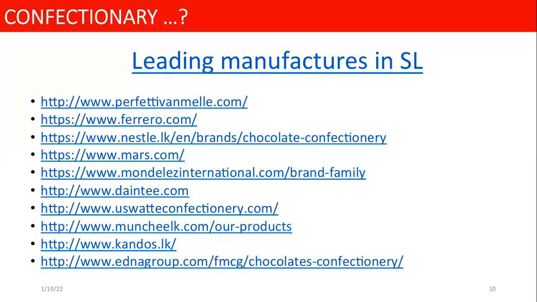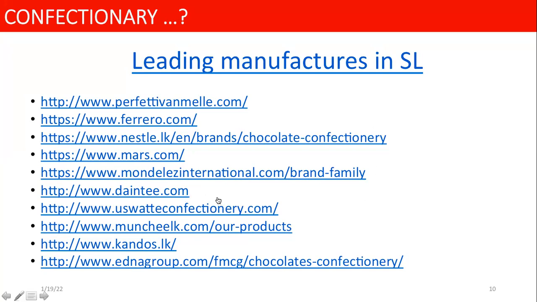Leading confectionery manufacturers include Perfetti Van Melle, Ferrero, Nestle, Mars, from different countries. You can log on to their websites and have a look to identify what type of products they are developing, right?